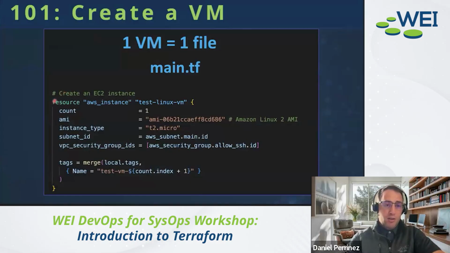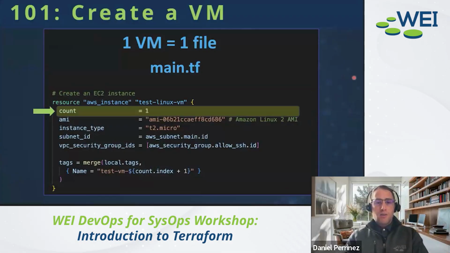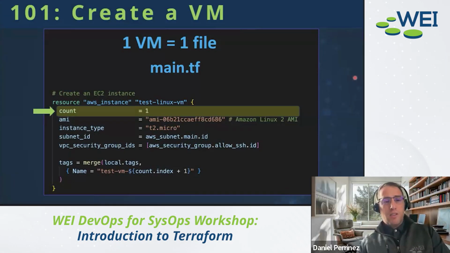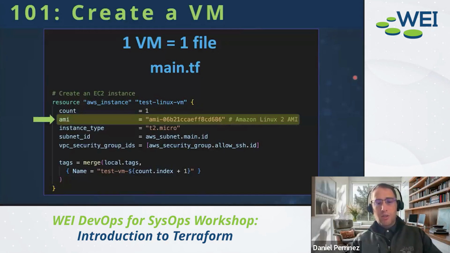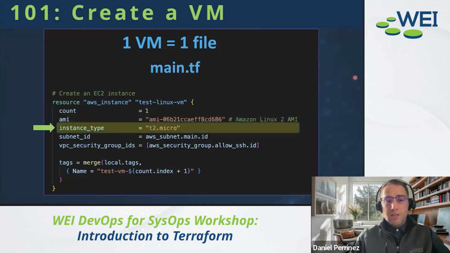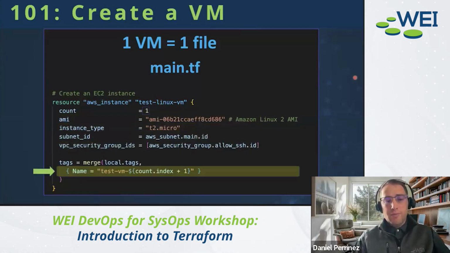You basically just need this code block. You're going to state what your resource is, an AWS instance in this case. You're going to give it a name. How many do you want to create? In this case, just one. Specify your virtual machine image. In this case, it's an Amazon Linux 2 image. Your instance type, and then some networking information. And you also specify your tags.